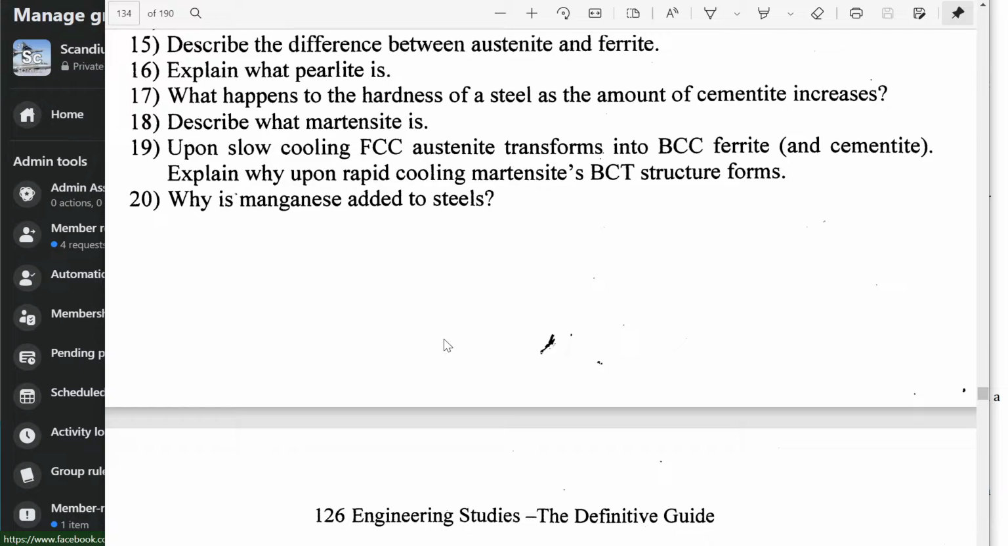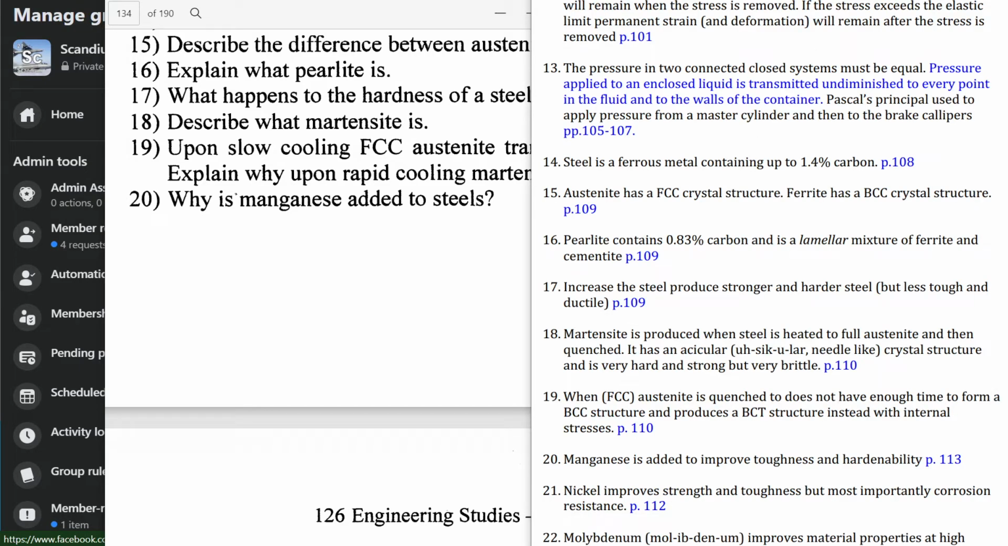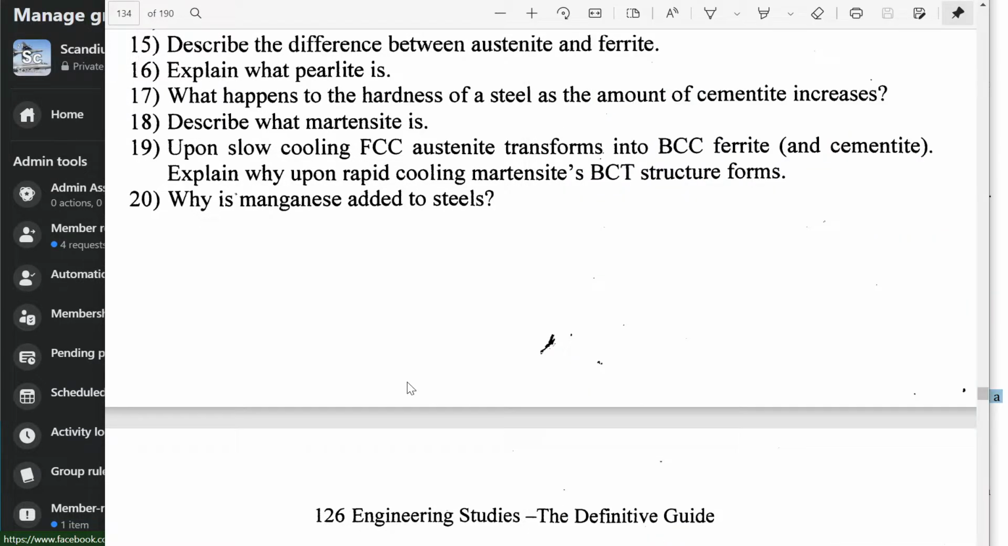Upon cooling FCC, austenite transforms into BCC. Explain why rapid cooling forms BCT, body-centered tetragonal. I don't give a great answer there. I just say it doesn't have enough time for it to form the structure. That's why BCT occurs. Yeah, that's okay.